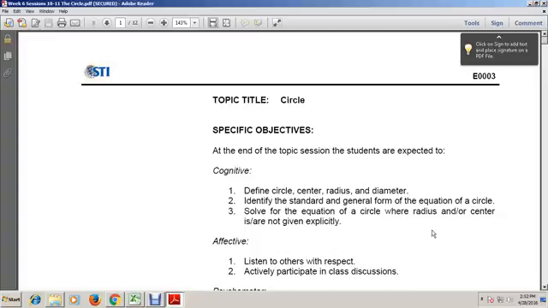Number one, we are to define a circle, the center of the circle, the radius of a circle, and the diameter. Next is to identify the standard and general form of the equation of a circle. And number three is to solve for the equation of a circle where the radius and/or center are not given explicitly.